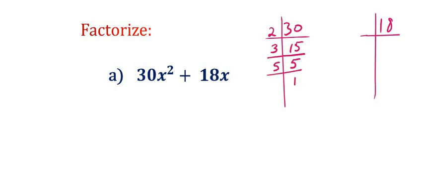Let's go over to the 18 now. The lowest prime number is 2. Can 2 enter 18? Yes, 9 times. Can 2 enter 9? No. Next prime number is 3. Can 3 enter 9? Yes, 3 times. Can 3 enter 3? Yes, once.